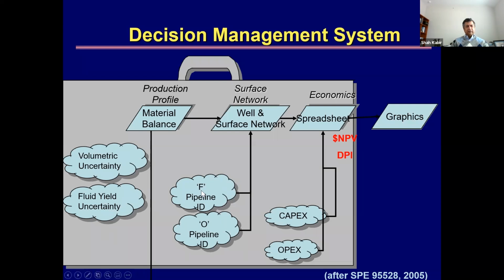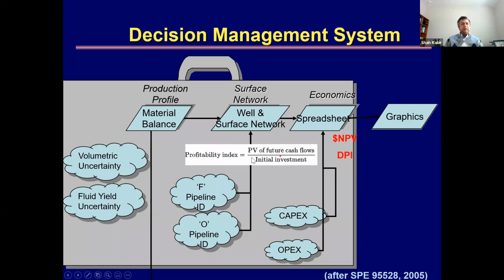And this is what we're looking for, the pipeline ID for the F&O flow line. And the economics, capital expenditure and operating expenditure. The metrics that we're using are the NPV and DPI. I think all of you know what NPV is, right? Net present value, and DPI. I'll explain that in a moment. This is discounted profitability index.